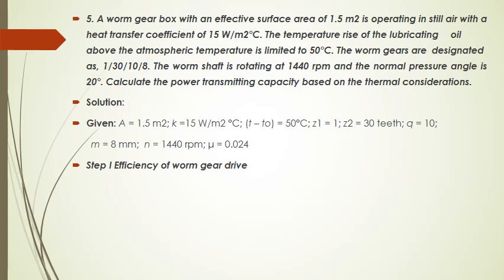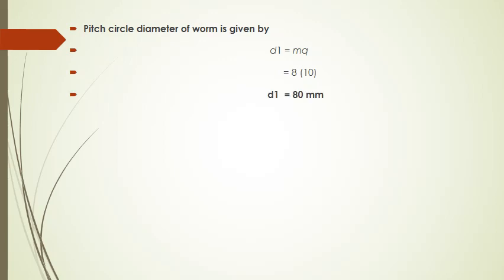Therefore, step 1, efficiency of worm gear drive we will calculate. In that, first of all, we will calculate lead angle. Lead angle tan gamma is equal to Z1 upon Q, which is equal to 1 divided by 10. Therefore, gamma is equal to 5.71 degree. Now, pitch circle diameter of worm is given by D1 is equal to M into Q. Therefore, D1 is equal to 8 into 10. Therefore, D1 is equal to 80 mm.